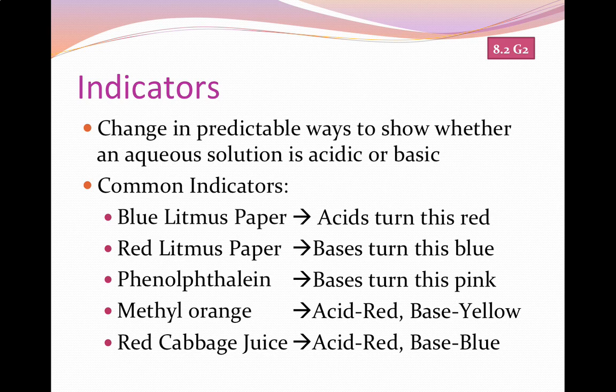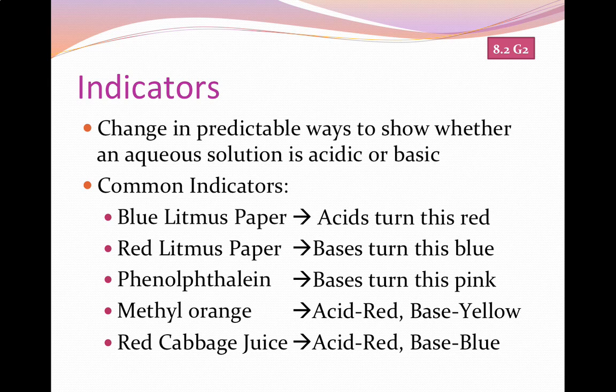Phenolphthalein, we've used this one before. In bases, it turns pink, otherwise it's colorless. Notice I'm using the word colorless and not clear. Clear means transparent, you can see through it. Colorless means it has a lack of color. Methyl orange, in acids it's going to turn red. In bases it will be yellow. Kind of an orange to start with in neutral.